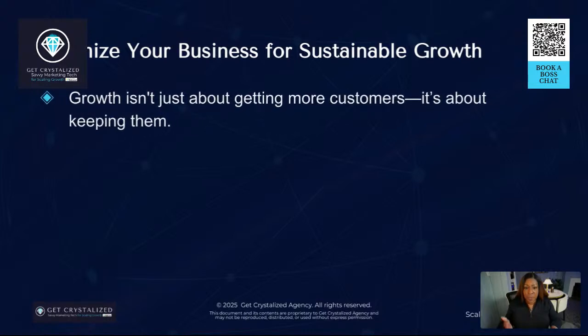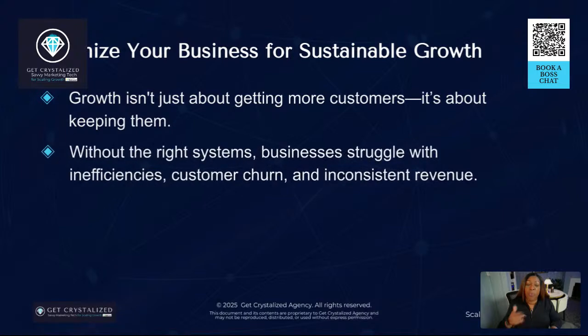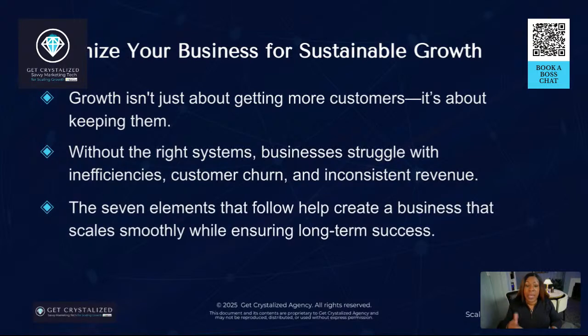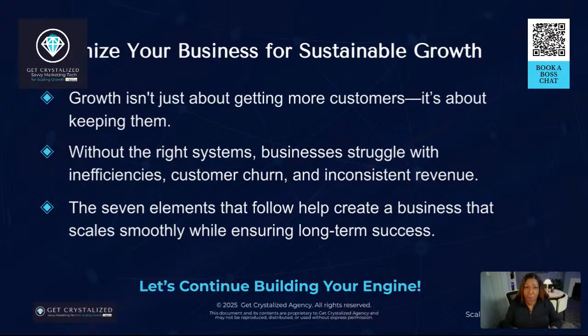So growth isn't just about getting more customers, it's about keeping them. Without the right systems, businesses struggle with inefficiencies, customer churn, that's what we're talking about, and inconsistent revenue. And the 7 elements that we're going to talk about today, if you follow them, help you create a business that scales smoothly while ensuring long-term success. Okay, so let's get back to building your engine.